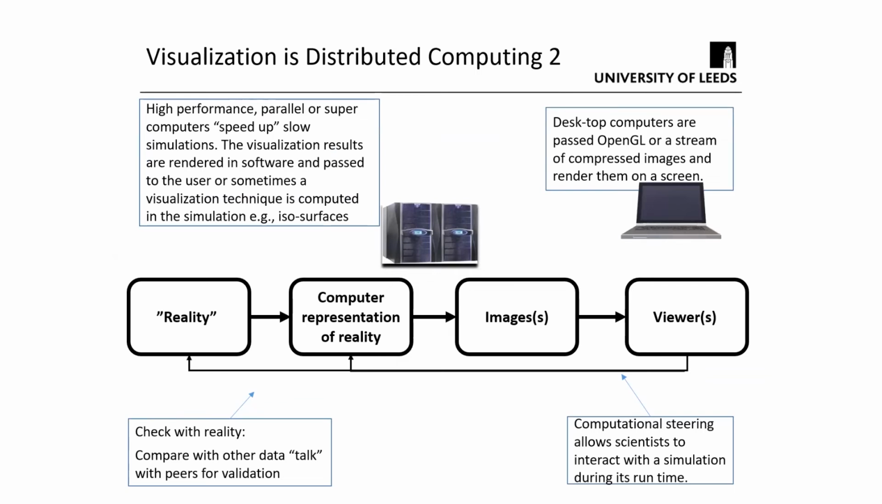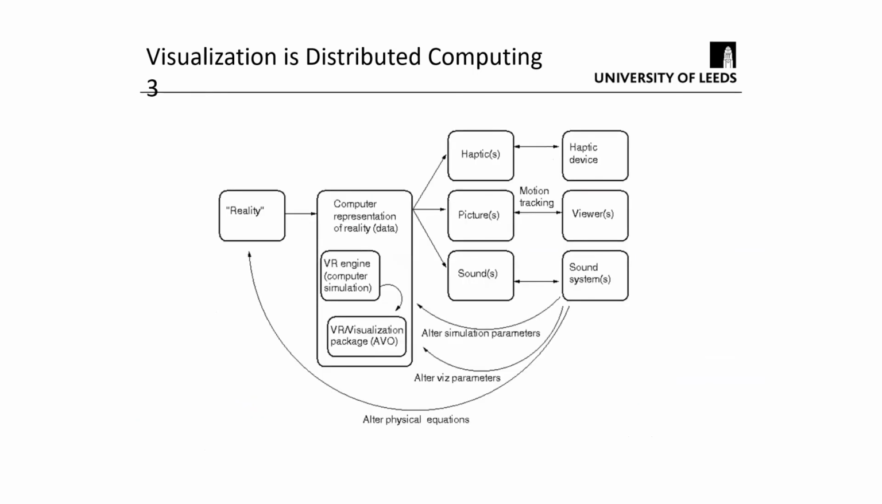And here you're running some of the visualization and the simulation on a supercomputer, and then to your desktop you're passing the OpenGL or compressed images. So you could render in hardware on the supercomputer and pass a stream of images back down to your computer if the data is very large. And then this is the final one.